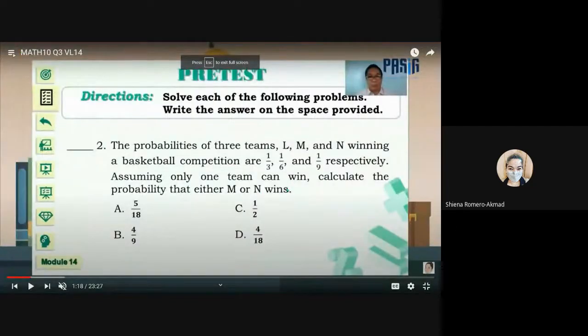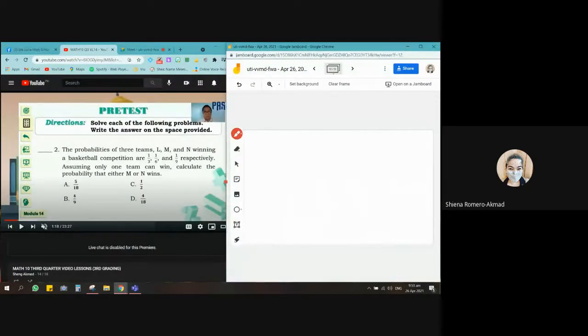So, it says calculate the probability that either M or N wins. What will we do with the probability of M and N? Since that is "or," addition, ma'am. So, M is 1/6, N is 1/9, we add them. So, 1/6 plus 1/9. What will be our solution here?